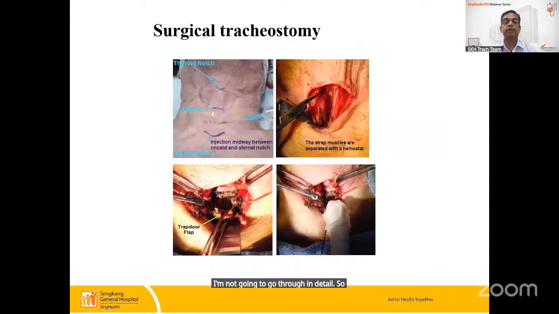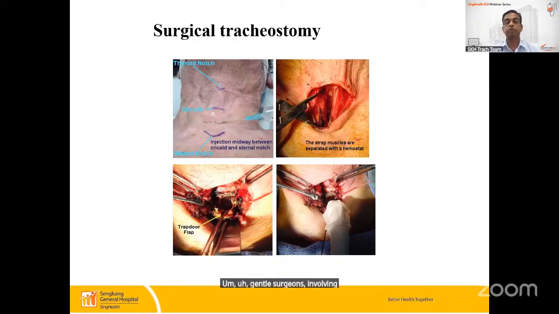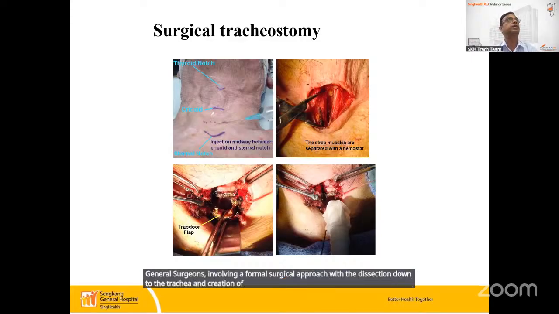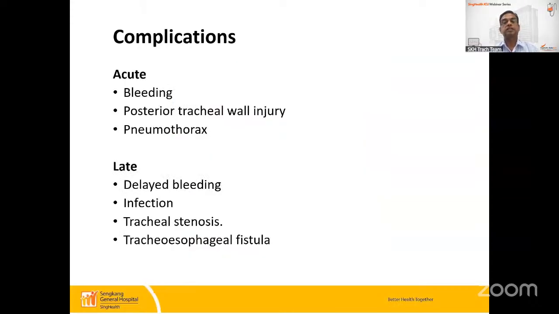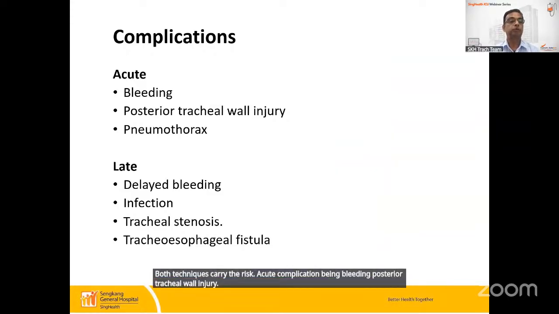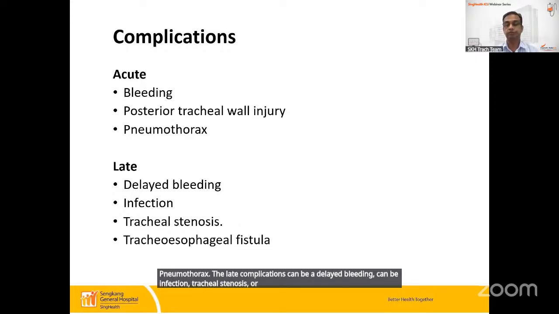So next will be a surgical tracheostomy done by our ENT colleagues, general surgeons, involving a formal surgical approach with the dissection down to the trachea and creation of a controlled opening. Both techniques carry risk, the acute complications being bleeding, posterior tracheal wall injury, and pneumothorax. The late complications can be delayed bleeding, infection, tracheal stenosis, or tracheoesophageal fistula.